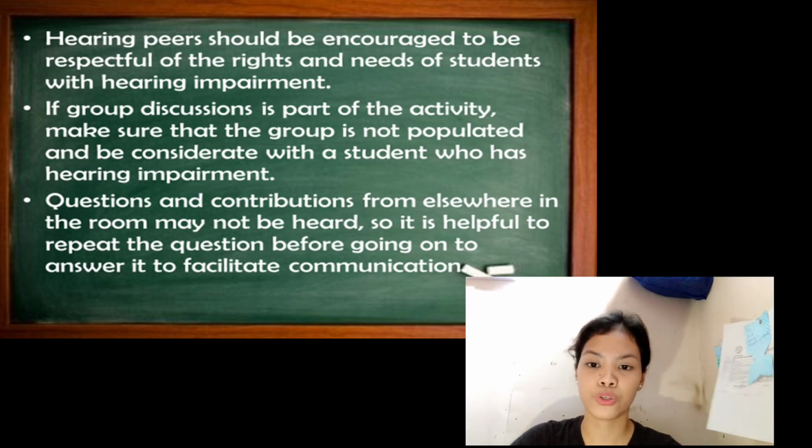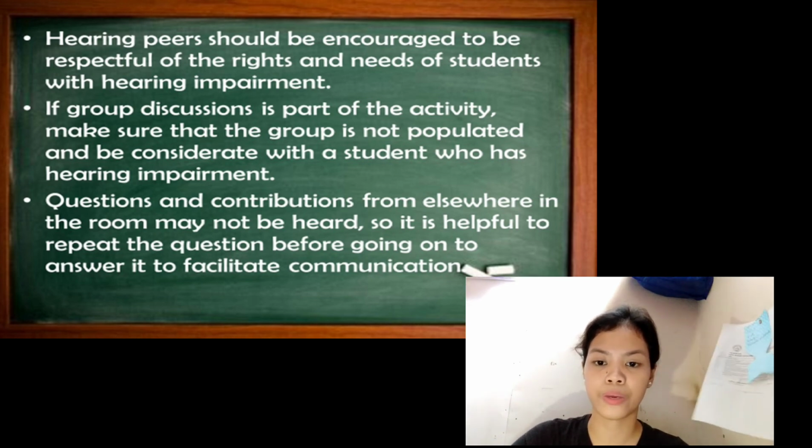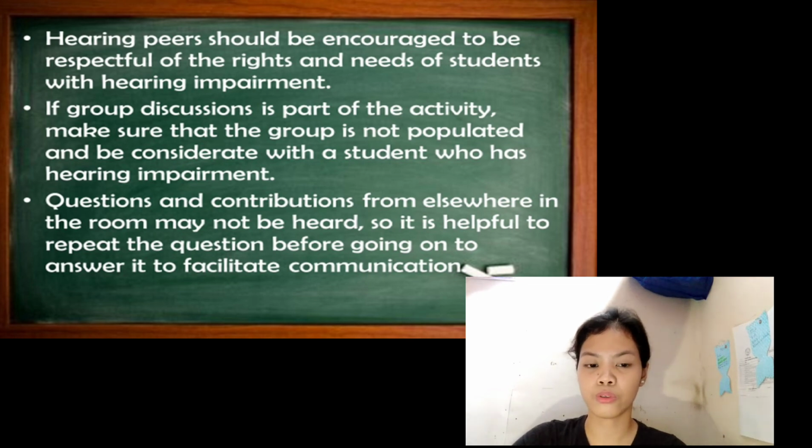If the student is using a loop system in the venue, please remember that all contributors to the discussion will need to speak into the microphone. Ensure that this is known to the group before the discussion starts. Questions and contributions from elsewhere in the room may not be heard, so it is useful to repeat the question before going to answer to facilitate communication.